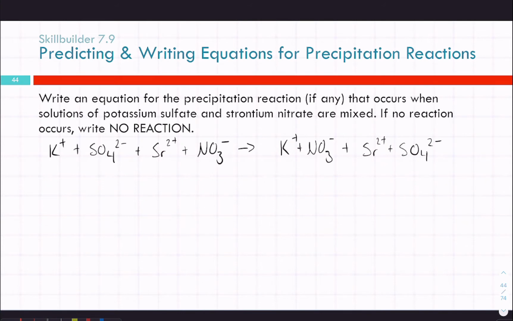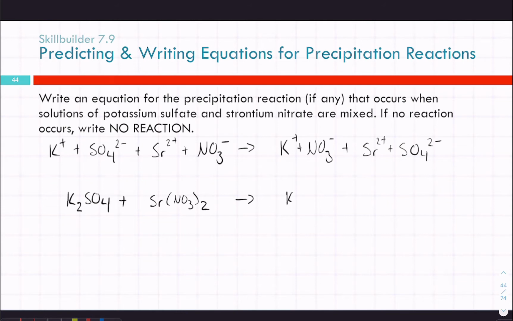So now we do have to go through and balance these, not only the individual compounds, but also the whole equation. So on the left side, on our reactant side, we're going to have potassium sulfate. Because potassium has a 1+ charge and sulfate has a 2- charge, we need 2 potassiums to balance the charge on the sulfate. And then strontium has a 2+ charge. Nitrate has a 1-, so we're going to need 2 nitrates.